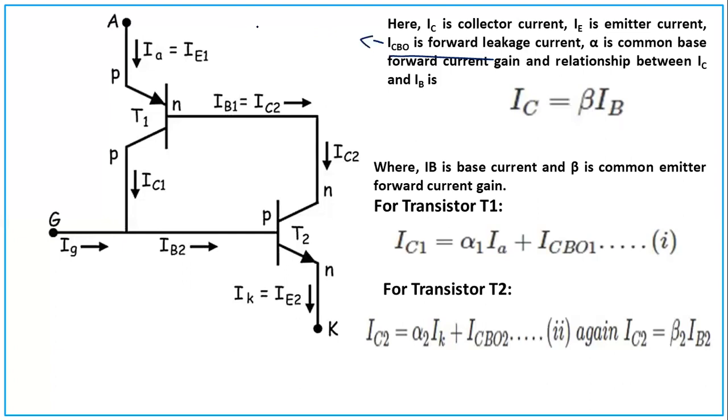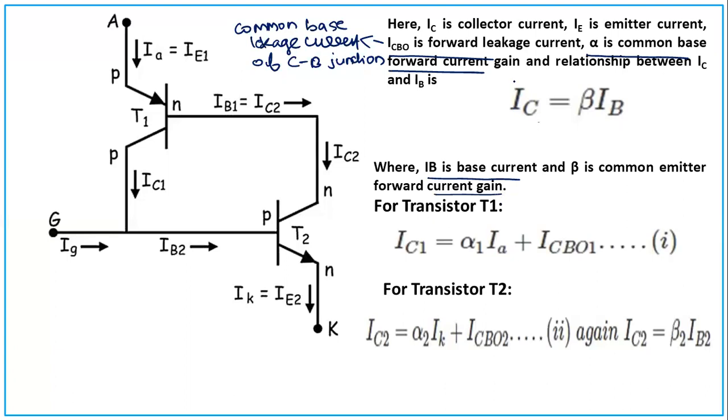ICBO is the common base leakage current of the collector base junction, or you can say forward leakage current, and alpha is the common base forward current gain. The relationship between collector current and base current is IC equals beta IB, where IB is the base current and beta is the common emitter forward current gain. Just understand that this one equation is there, IC equals beta IB. So our main derivation starts here.